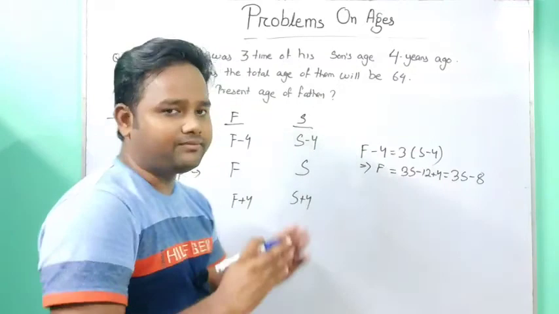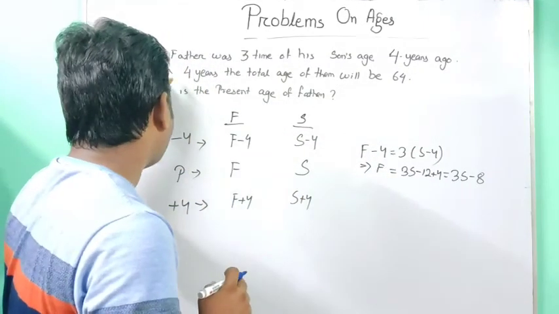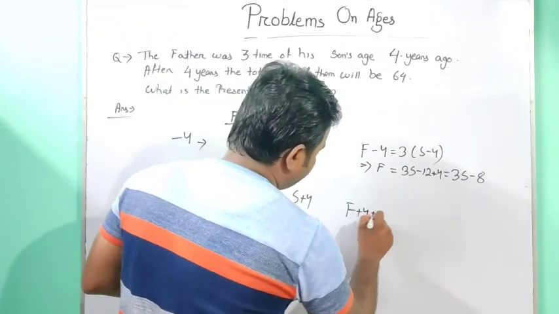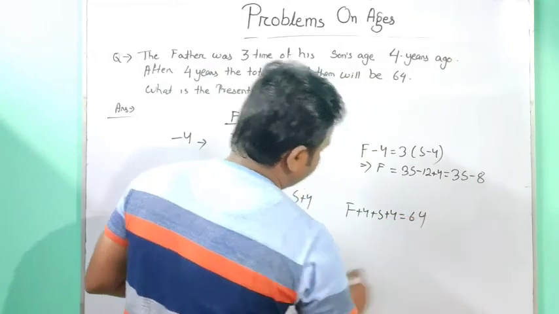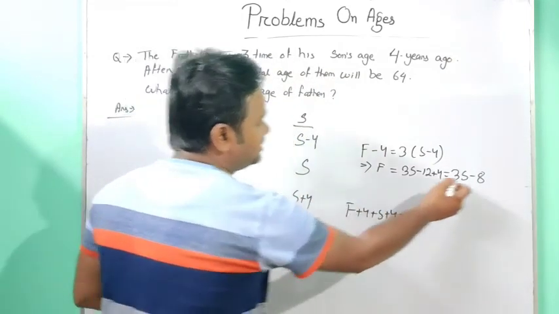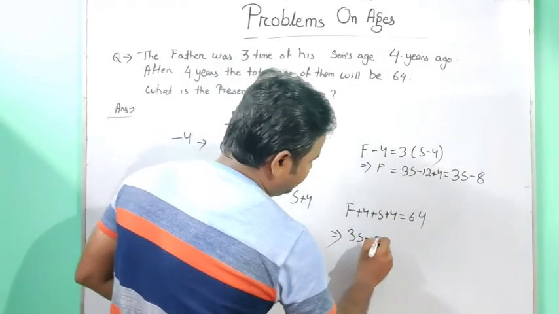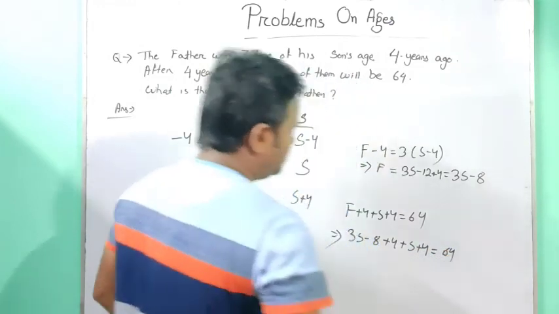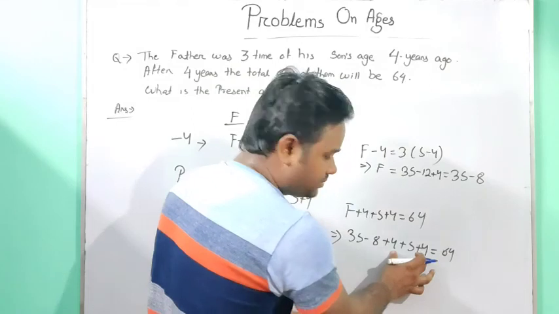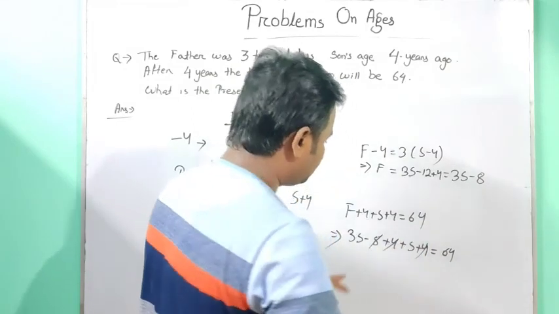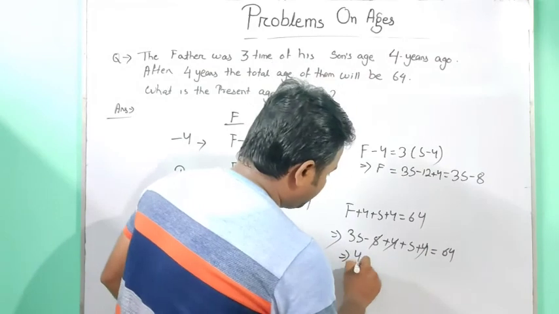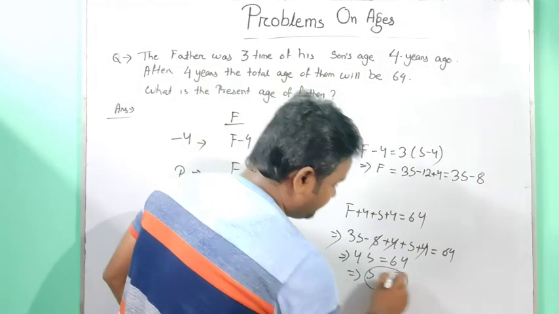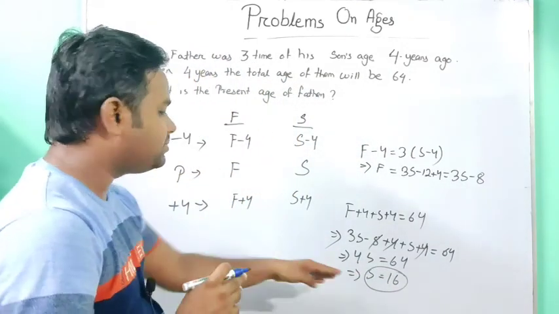The value of F we get from the first equation. Next, after 4 years the total age will be 64. That means F plus 4 plus S plus 4 is equal to 64. If I put the value of F from this equation, I get 3S minus 8 plus 4 plus S plus 4 is equal to 64. Here minus 8 and plus 4 plus 4 cancel out. So 3S plus S is equal to 4S, which is equal to 64, which implies S is equal to 16. So the age of the son is 16.